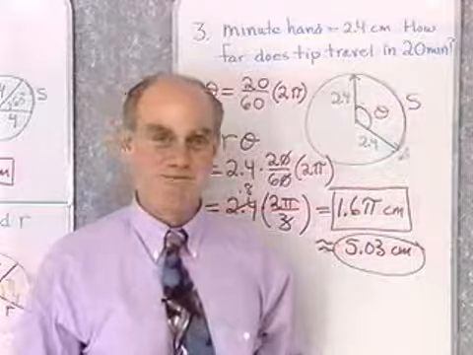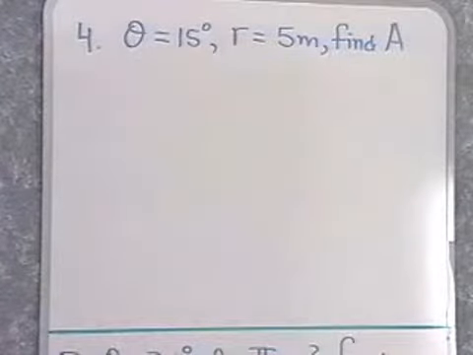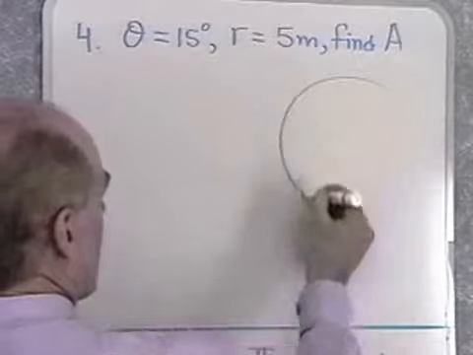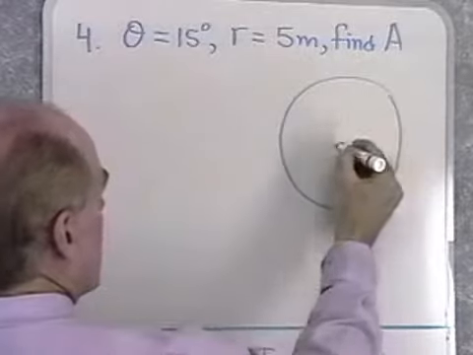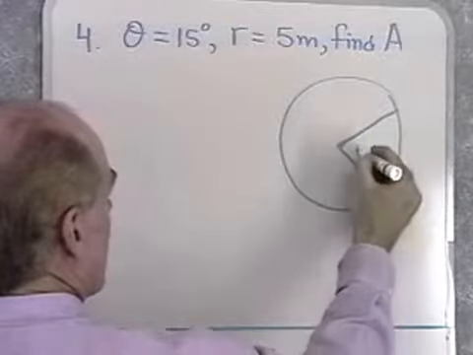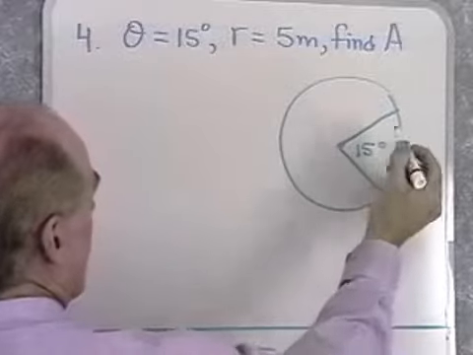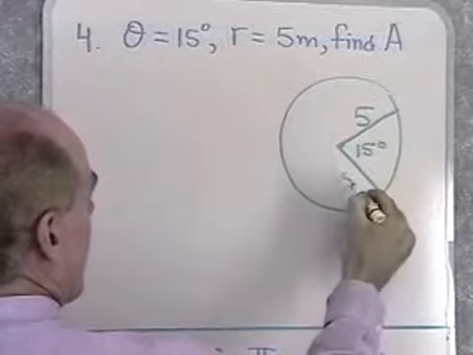Let's look at our next problem. Here we have theta is 15 degrees, r is equal to 5 meters. Let's find the area of the sector formed by theta and the circle. So to draw a little picture over here, here's my circle. Theta is equal to 15 degrees, so that's this angle right here, 15 degrees. And r is equal to 5, so that's 5 and that's 5.